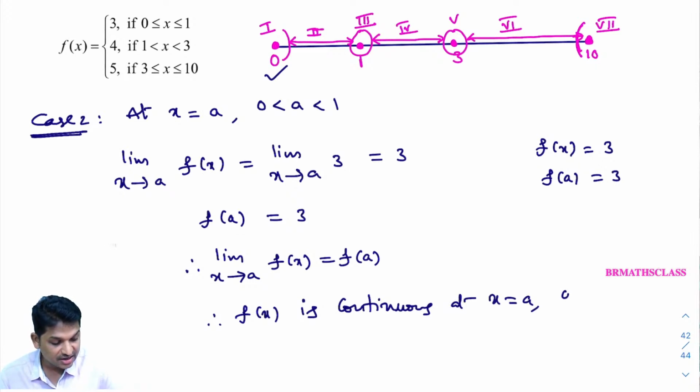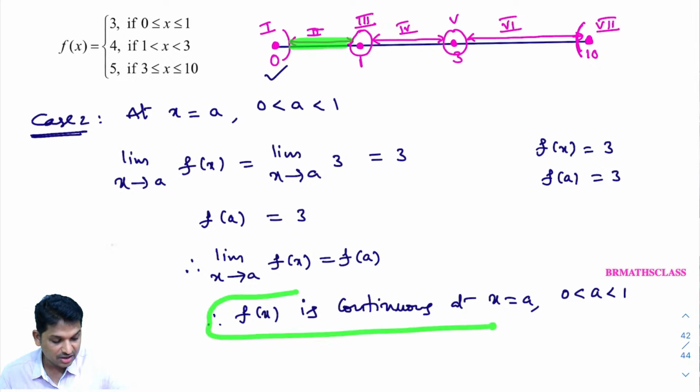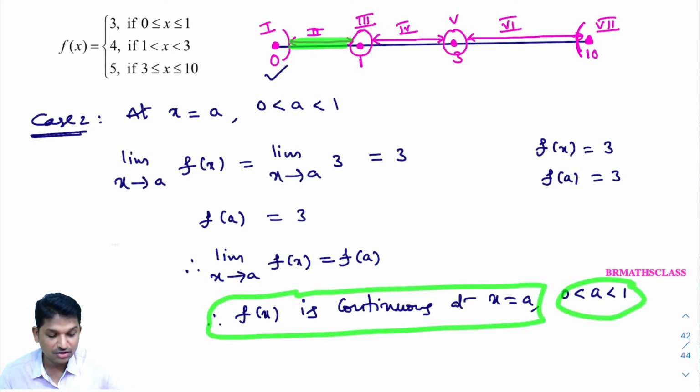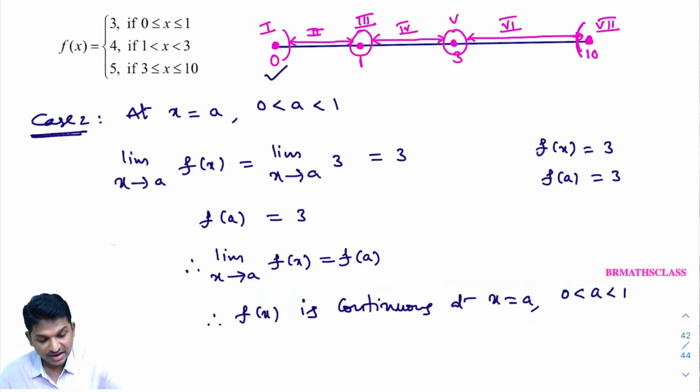What about a here? The a value lies in between 0 and 1. So I am checking the continuity in this zone. I got that it is continuous whenever the a value is in between 0 and 1. They are asking to check the points of discontinuity. In this zone it is continuous, and in this zone also it is continuous. Now I am going to check the continuity at 1. This is important because we are going to calculate the left hand limit and right hand limit. Let's see how to solve this.